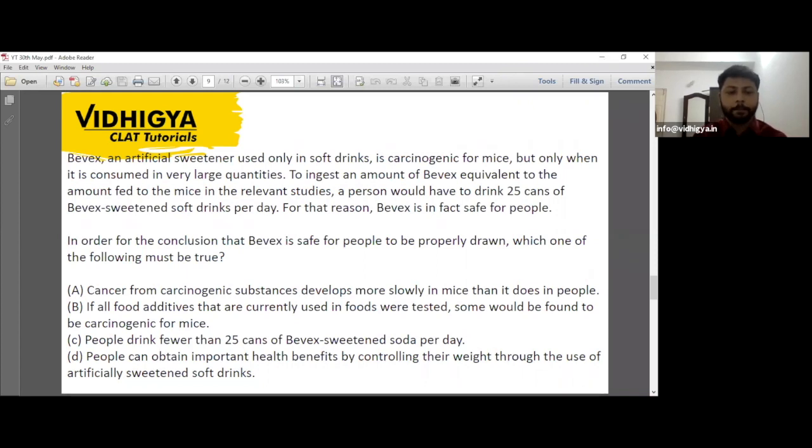Right, guys, done? So when we read the stimulus specifically, it reads, Bivix, an artificial sweetener used only in soft drinks, is carcinogenic for mice, but only when it is consumed in very large quantities.